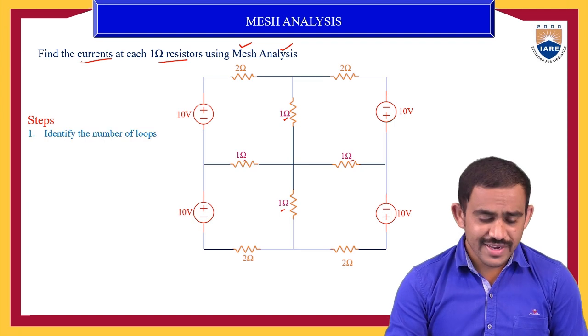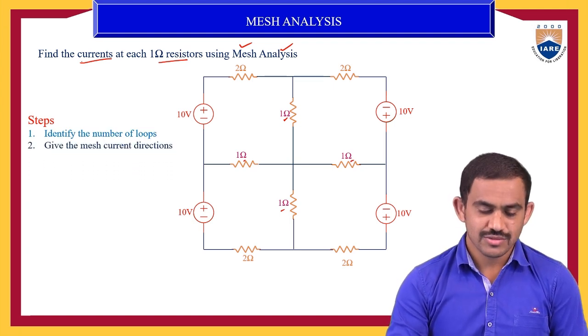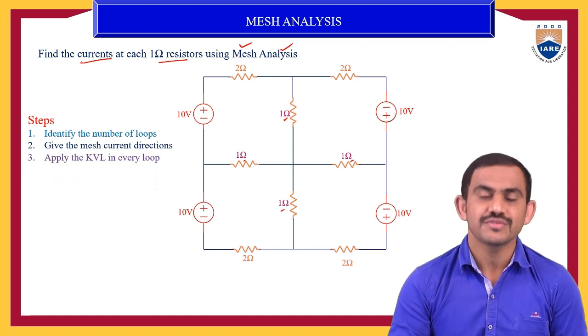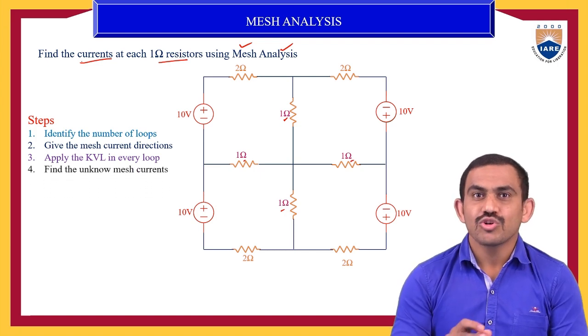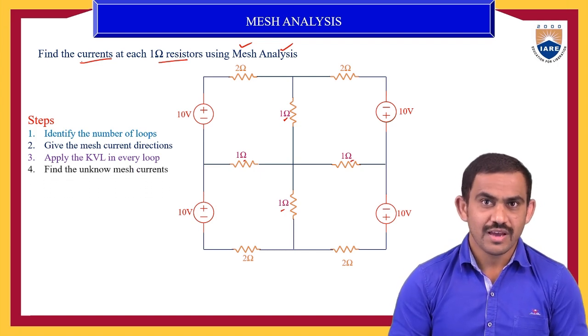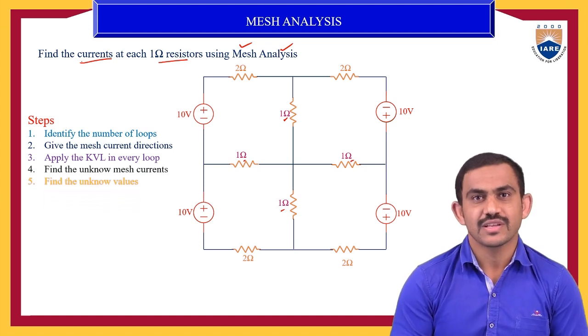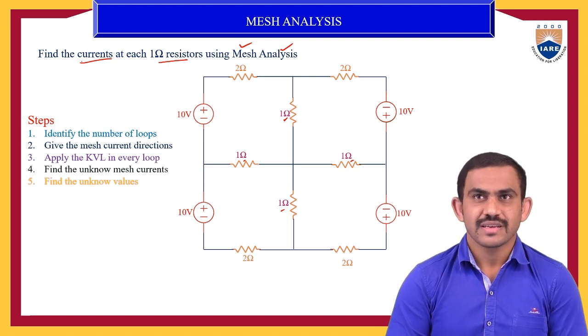First step is to identify the loops. How many loops do we have? The second step is mesh currents, so give the direction for the mesh currents. The third step is to use the KVL rule and write the equations. The fourth step is to find out the loop currents. How many loops do we have? You need to find out the loop currents. Then the fifth step is to find the unknown values. So these are the steps to find out the mesh currents.